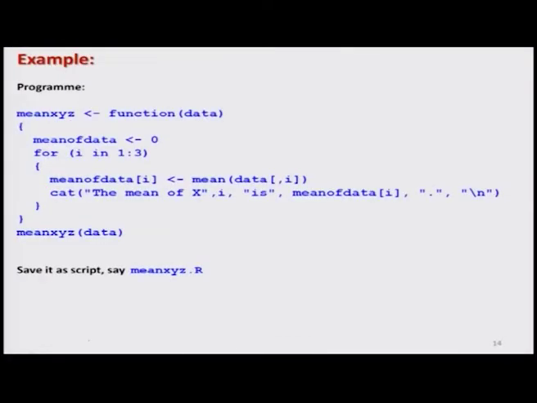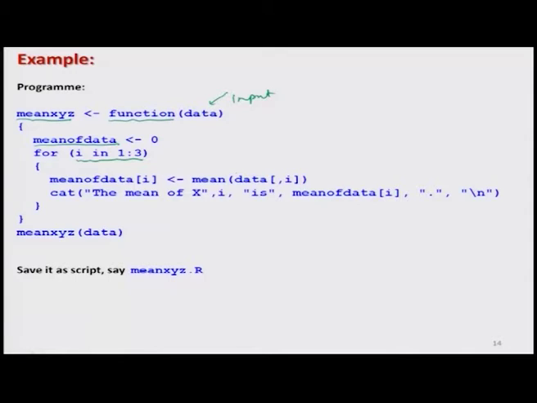I try to write down here a program whose name is mean xyz, and this is given as a function, and the input is coming from this file data. I simply define a variable mean of data to be 0 just to initialize the program, and then I use a loop in which I say for I in 1 to 3, that means I have 3 columns, data 1, data 2, data 3. So, I will denote them by data comma I.